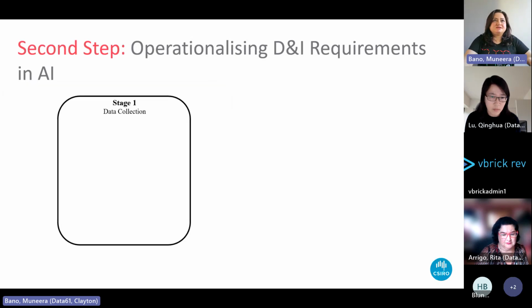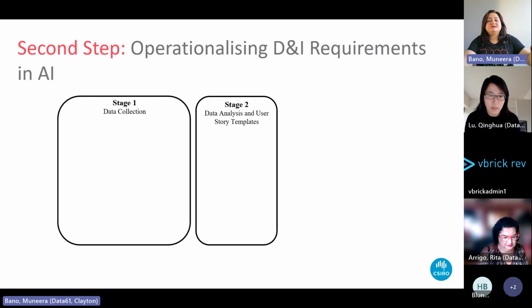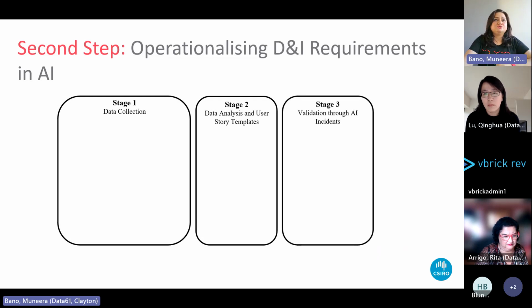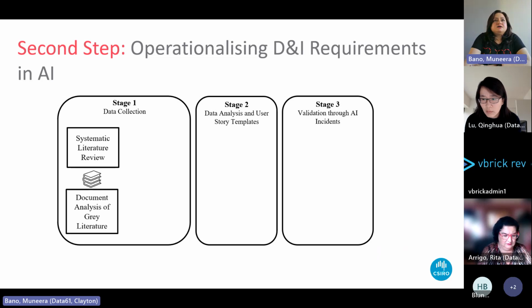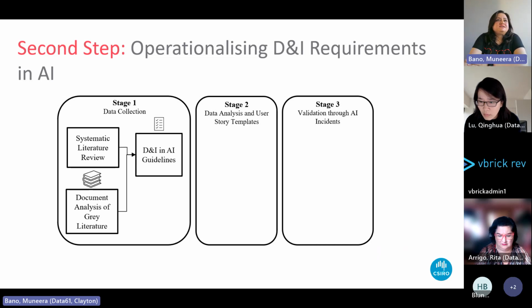We started with the data collection stage. We analyzed a large set of data and proposed a user story template in order to elicit the requirements. Then we tried to validate them through the AI incident database that Qinghua mentioned a while ago. A systematic literature review was conducted by one of our team members, Rifat, and another, Francesca, did the gray literature review. All of this went into the D&I and AI guidelines development, some of it in the book chapter that I just pointed out.